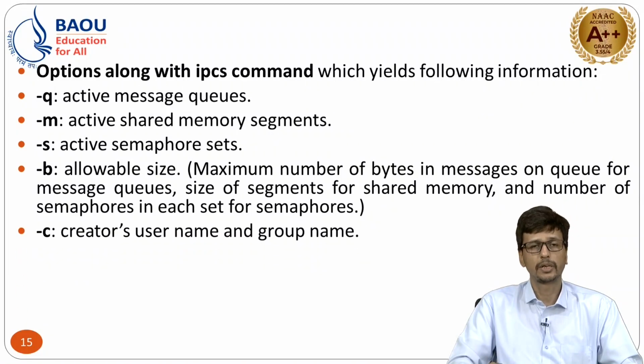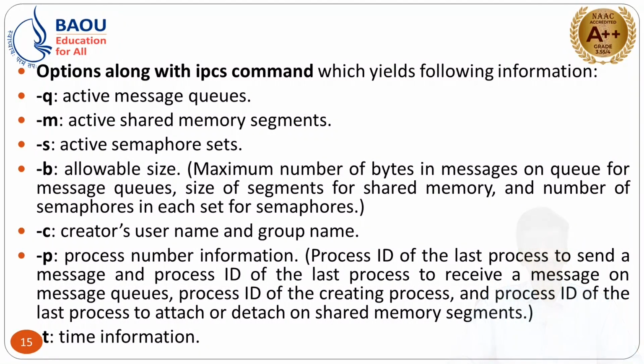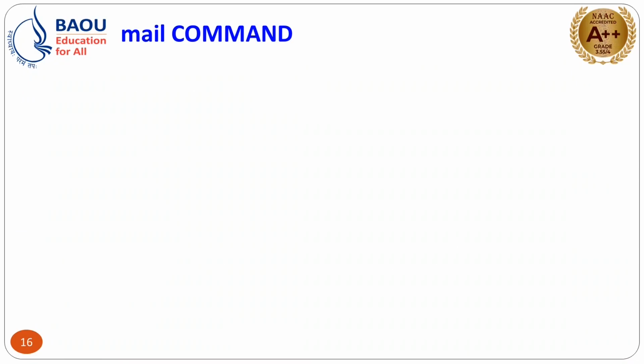C is the creator's username or group name. P is the process number. As you already know, multiple processes, more than two, are communicating with each other. How can you track which process last ran, which process sent the message, or which process received the message? With the help of the process ID. So with the P option, you can get the process ID used in the operation. And T is the time information: when the communication occurred, and which time frame elapsed or was used. So this is all about IPC.